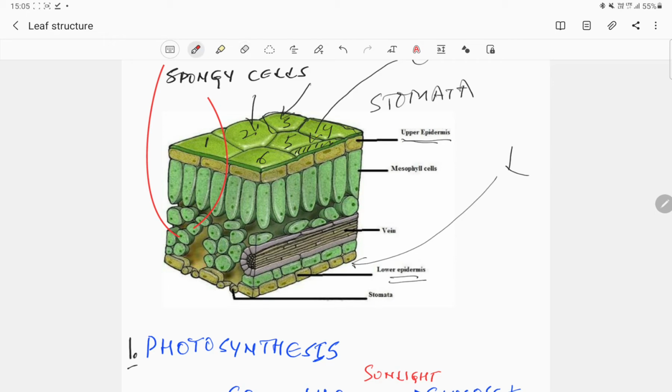Basically, because we've cut the leaf, the stomata, the guard cells have also been cut. So this is the first guard cell. Let me write it as G1, guard cell number 1. And this is the second guard cell number 2. Similarly, in this image, we got guard cell number 1 and you got guard cell number 2. And if you see, there's this opening, this thing here. This is the stomatal pore.